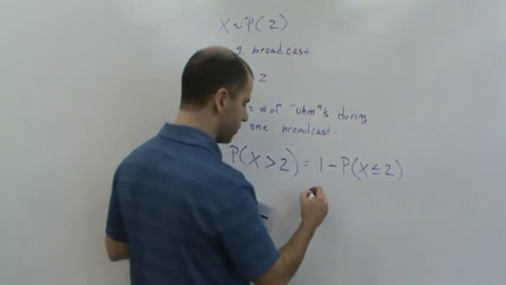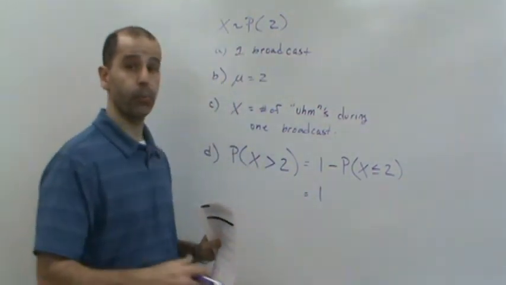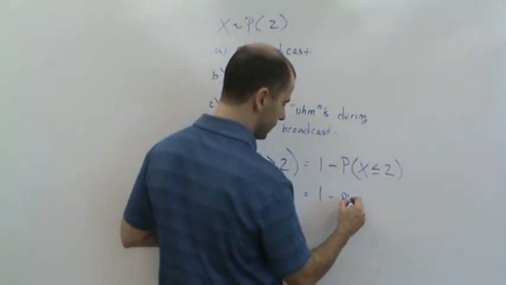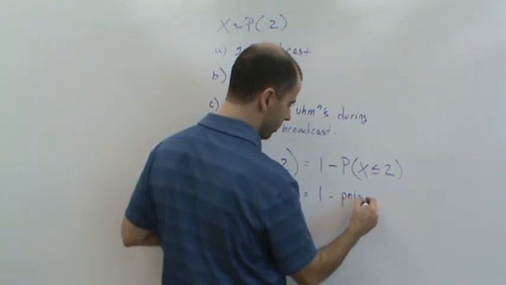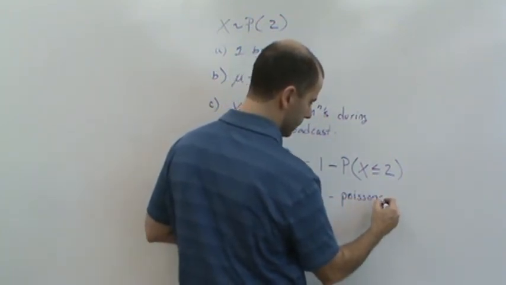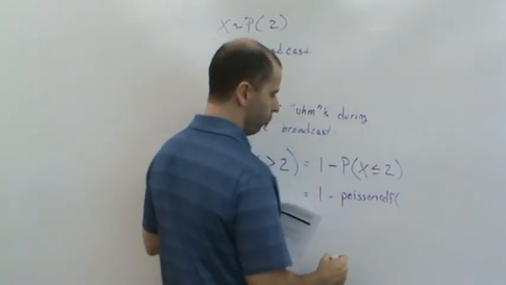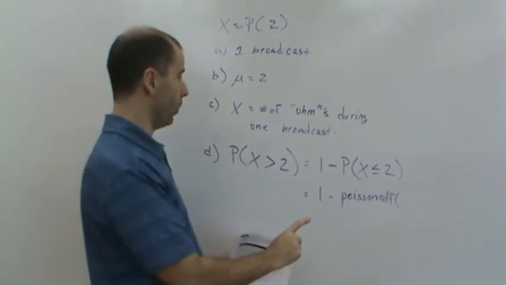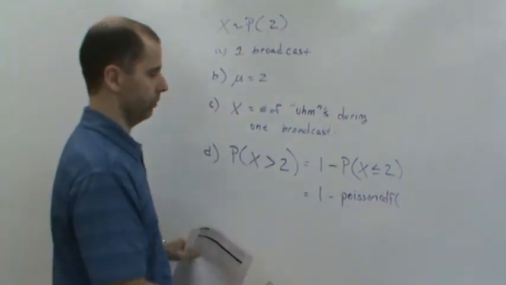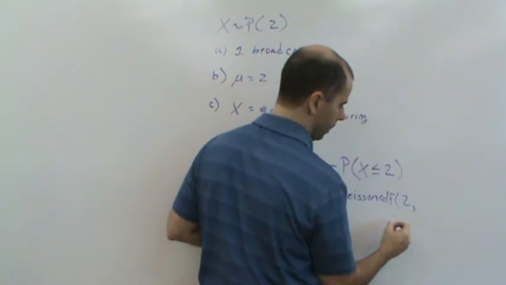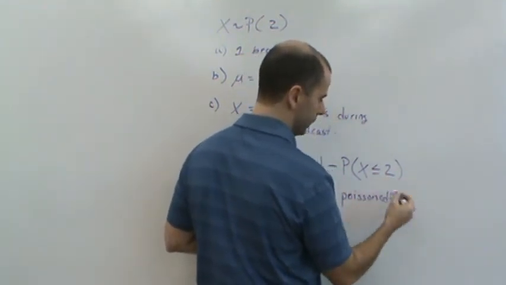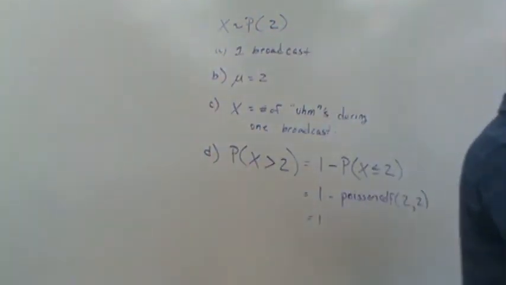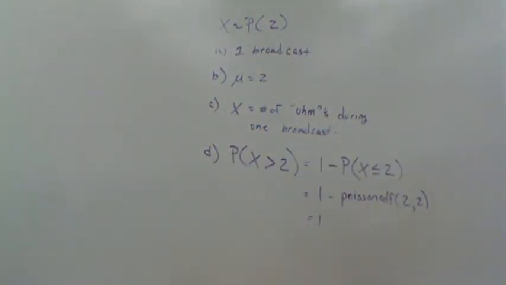And what's the function in our calculator? It's going to be Poisson CDF, right? So it's going to be 1 minus Poisson CDF. And what are we going to put in? Well, we need to put in the parameter and then our X value. What's the parameter? 2. So mu is 2, or lambda is 2, followed by X. What's X? X is also 2. So now, let's go to the calculator. And here's how you do it on the calculator.